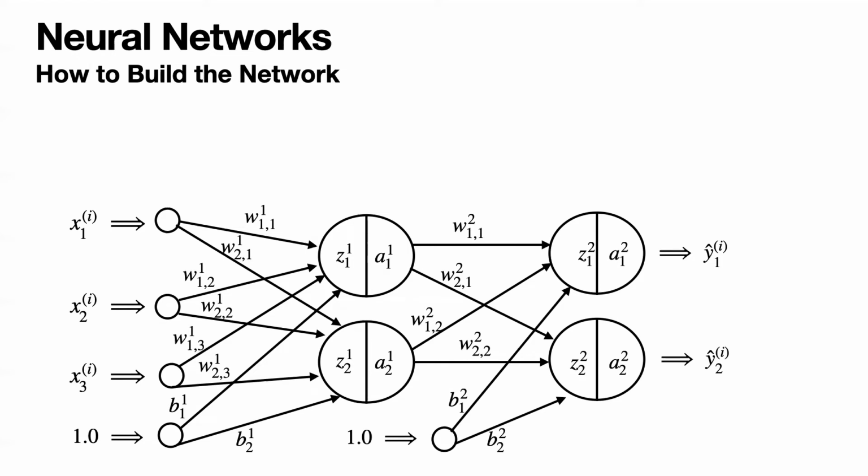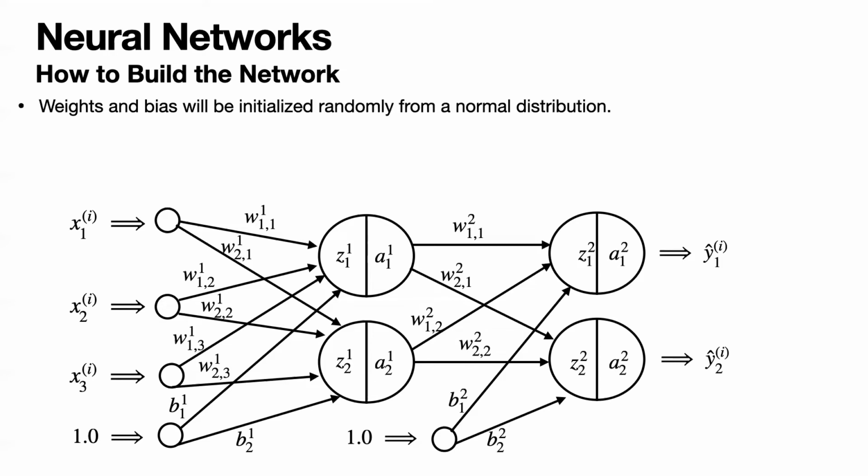Okay, so weights and biases will be initialized randomly from a normal distribution. That's important.